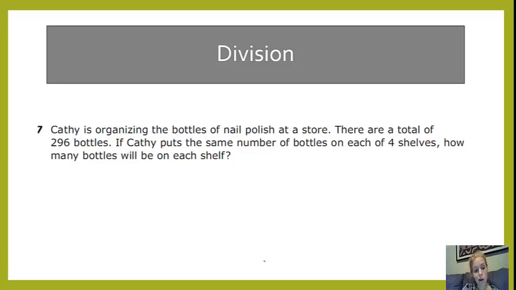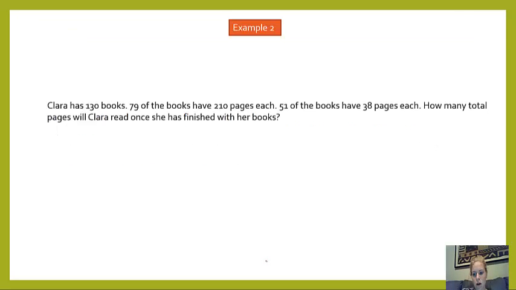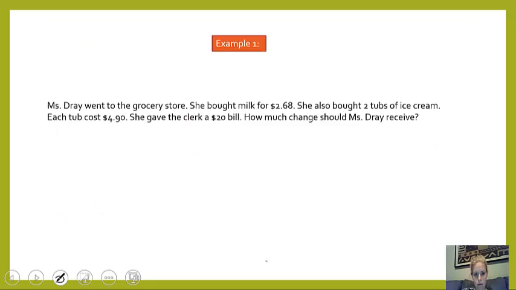Now let's go ahead and work on some division, Kipsters. Let's read about Kathy. Kathy is organizing the bottles of nail polish at a store. There are a total of 296 bottles. If Kathy puts the same number of bottles on each of the 4 shelves, how many bottles will be on each shelf? So I'm going to make sure that I underline my question.